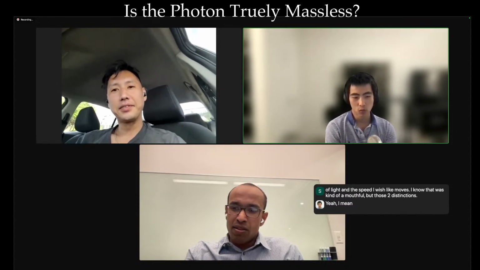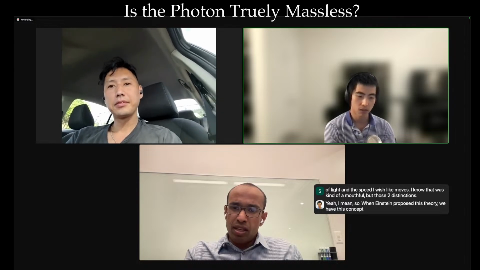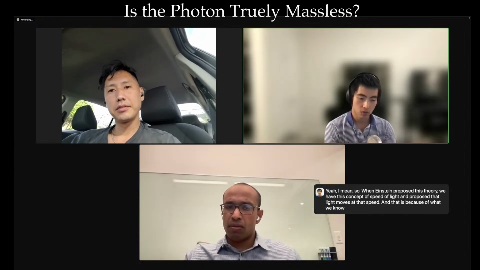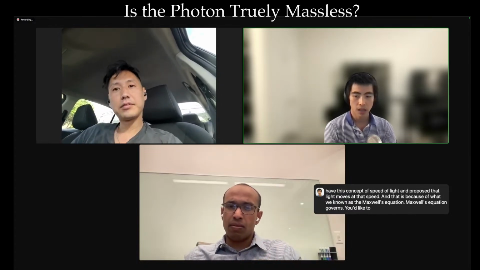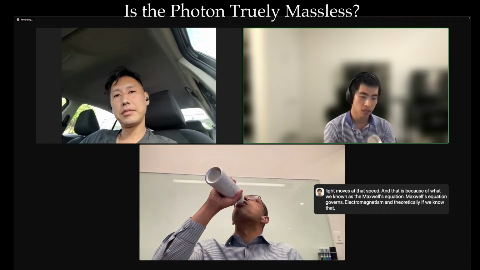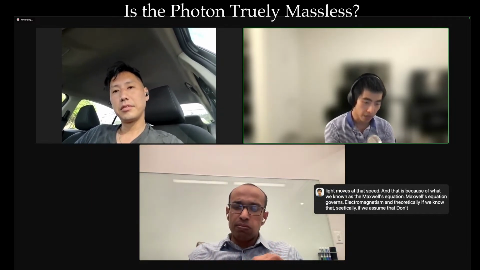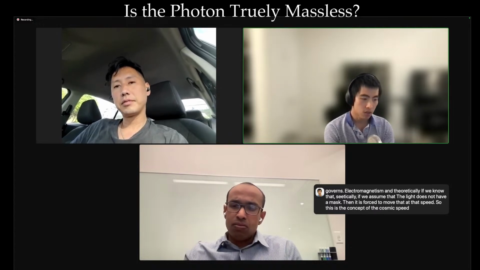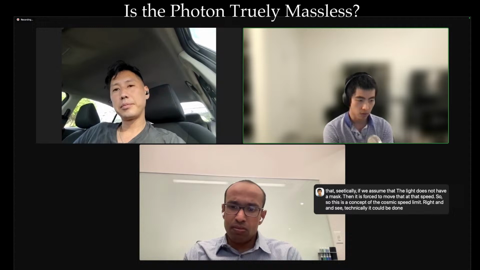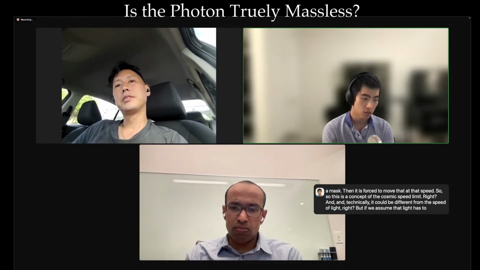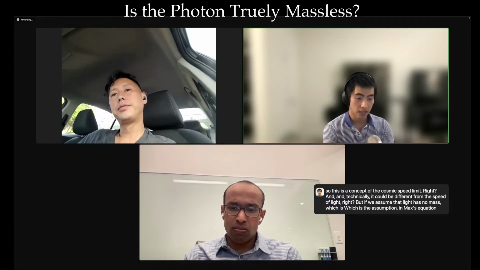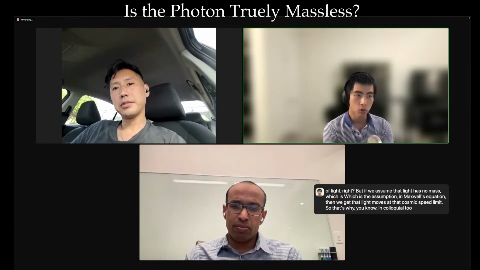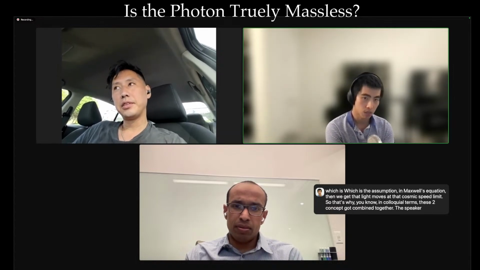Yeah, so when Einstein proposed his theory, we have this concept of the speed of light and proposed that light moves at that speed. And that is because of what we know as Maxwell's equations. Maxwell's equations govern electromagnetism. And theoretically, if we assume that light does not have a mass, then it is forced to move at that speed. So there's a concept of the cosmic speed limit, right? And technically, it could be different from the speed of light, right? But if we assume that light has no mass, which is the assumption in Maxwell's equations, then we get that light moves at that cosmic speed limit. So that's why, in colloquial terms, these two concepts got combined together. The speed of light and the cosmic speed limit become one and the same thing.